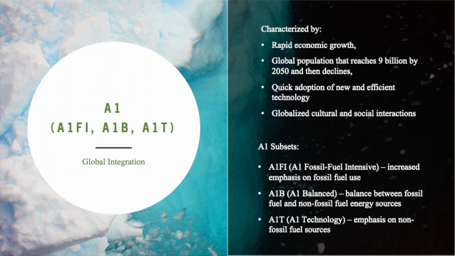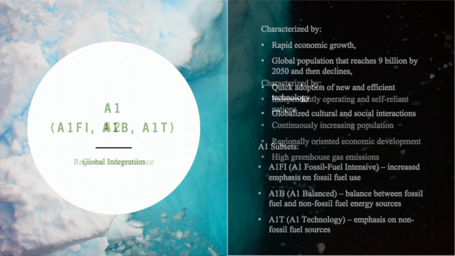An A1FI scenario, for A1 fossil fuel intensive, has an increased emphasis on fossil fuel use. An A1B scenario has a balance between fossil fuel and non-fossil fuel energy sources. An A1T scenario has an emphasis on non-fossil fuel sources.